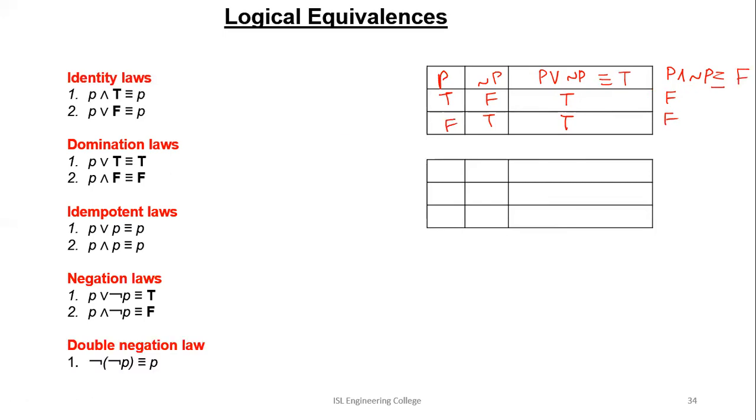Now the next one is double negation law. So double negation law is that you are applying double negation to P. So we have P over here, once negation, then double negation. So P is true, false. Negation of P will be false, true. Negation of P will be true, false. So this is similar to our P, logically equivalent to our P.